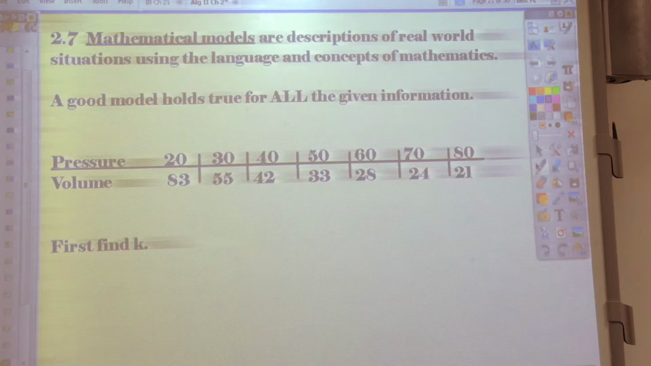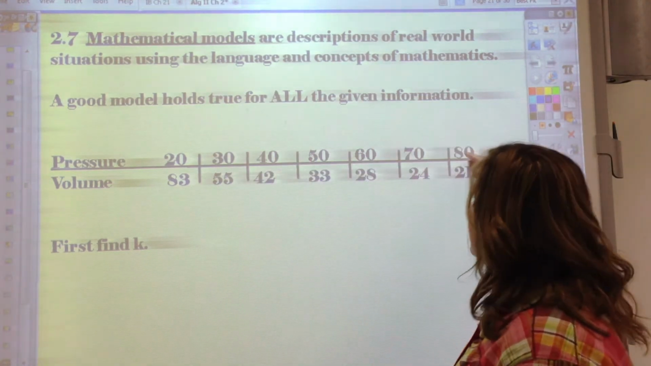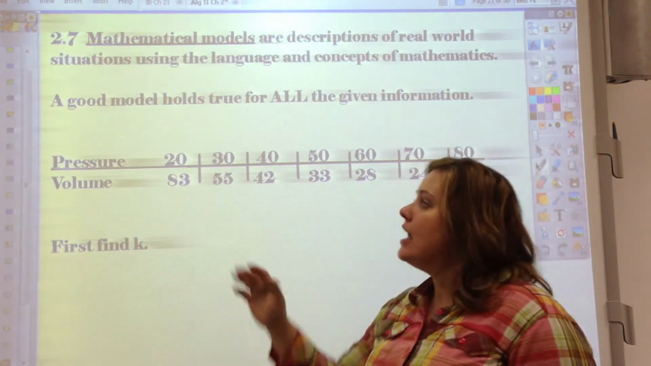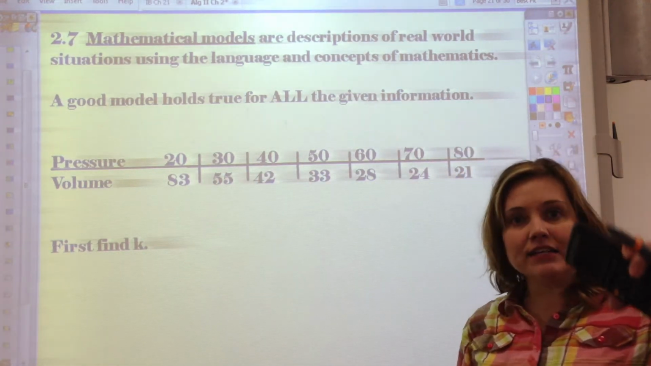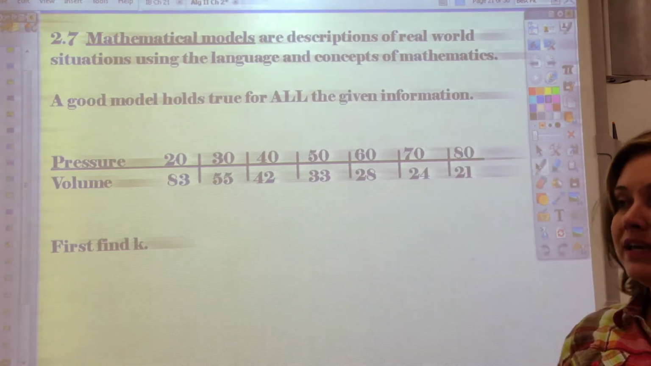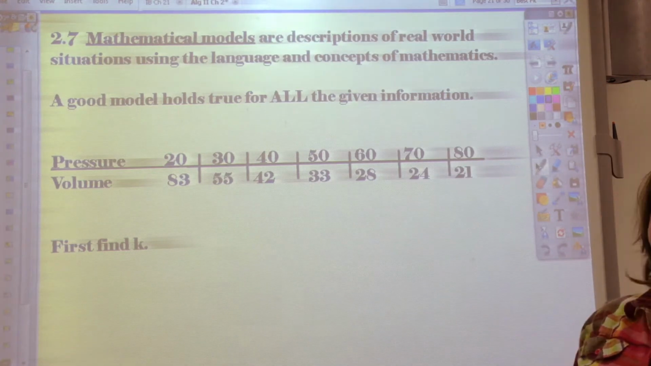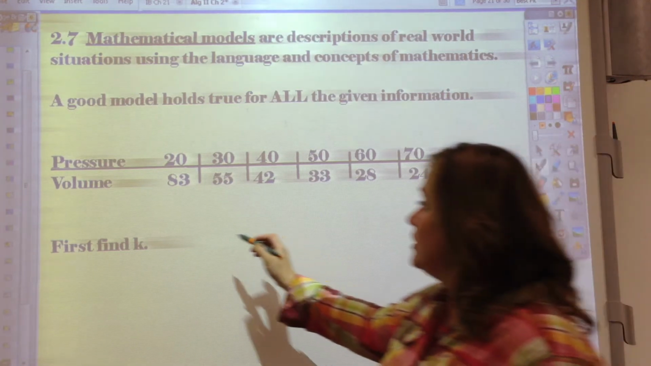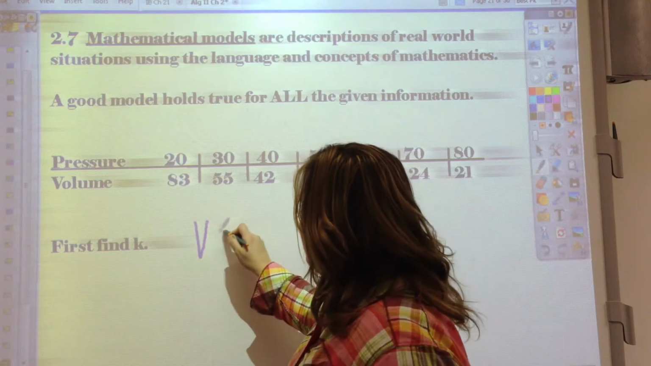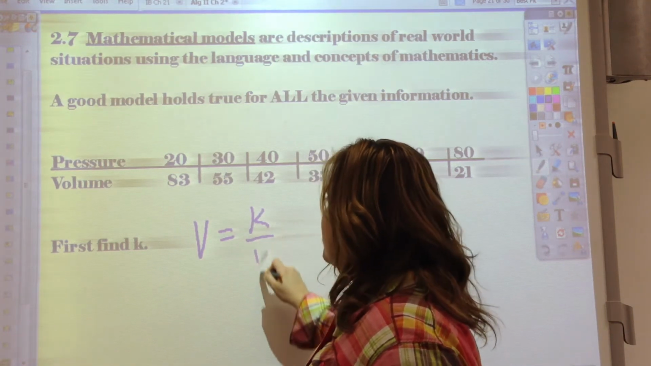If I look at pressure and volume, I notice that as pressure is increasing, volume is decreasing. And since they are offset, one is growing while the other is shrinking and vice versa, I know that this is an inverse relationship. So I can say volume varies inversely with pressure.